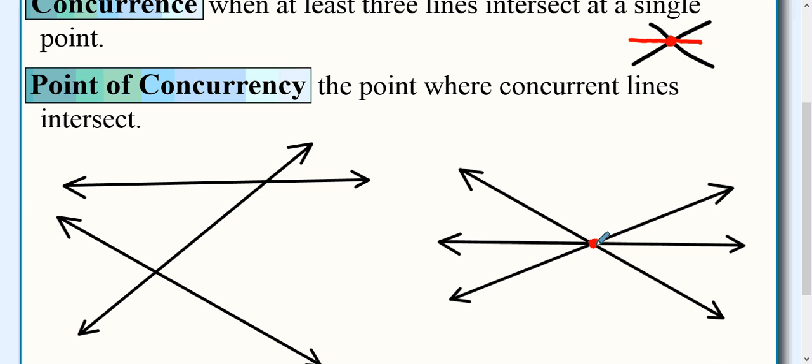So here's an example. That's the point of concurrency. All 3 lines intersect at one point. This is an example of where they are not concurrent. They don't intersect all at the same point. They intersect all over the place. It makes a triangle if you extend it out.